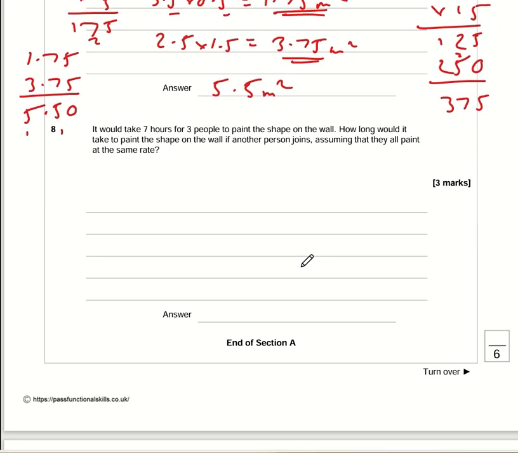Okay, question number 8. It says here that it takes 3 people 7 hours. So how long is it going to take if we have a 4th person? Now this would be much easier if we were told there were 6 people, twice as many people. Some people will be tempted to write down 6, if 3 people is 7 hours, let me just write this down.